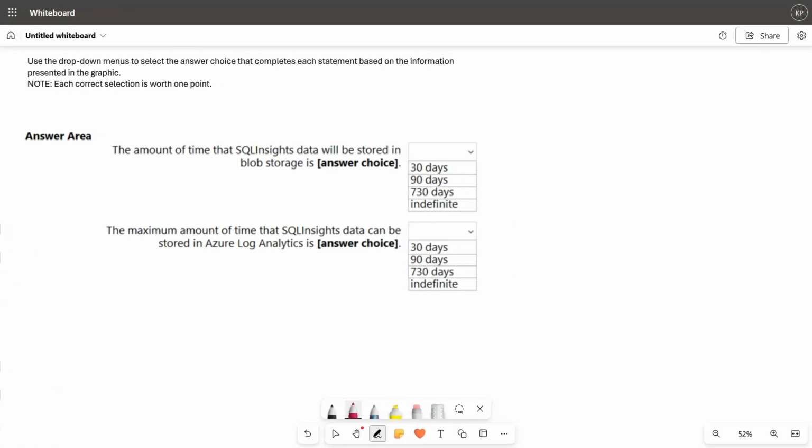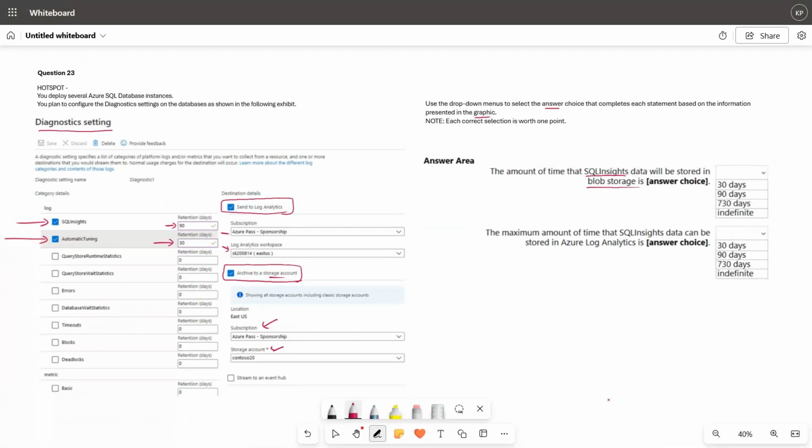The question is, use the drop-down menus to select the answer choice that completes each statement based on the information presented in the graphic. Each correct selection is worth 1 point. The first statement is the amount of time that SQLInsights data will be stored in Blob Storage. The choices are 30 days, 90 days, 730 days, or indefinite. Since we are storing in the storage account, there is no retention limit for the archive storage.